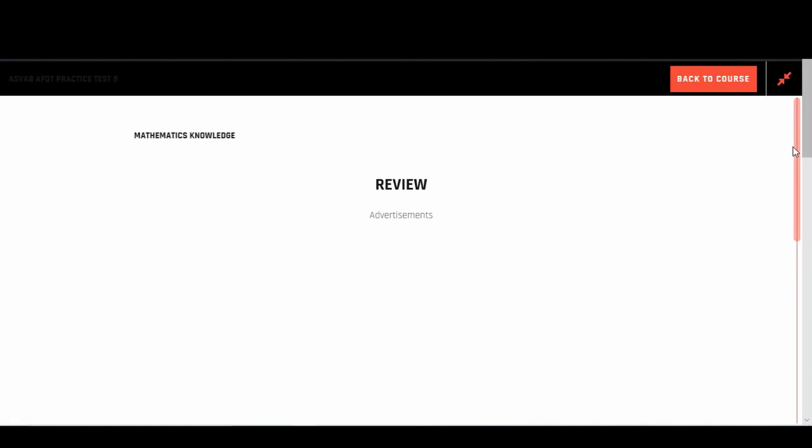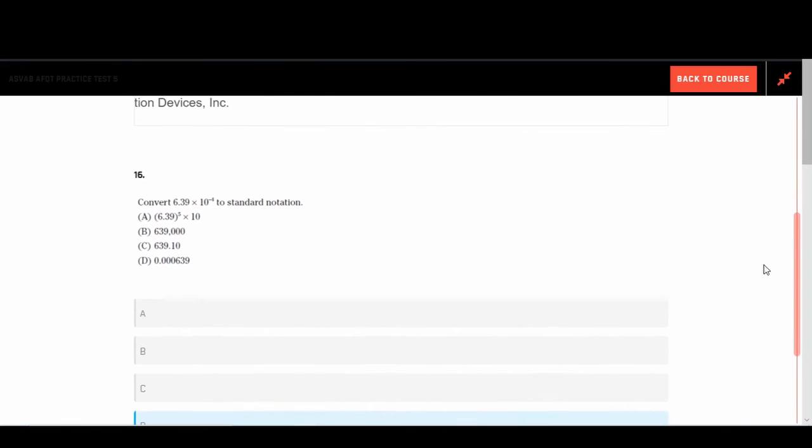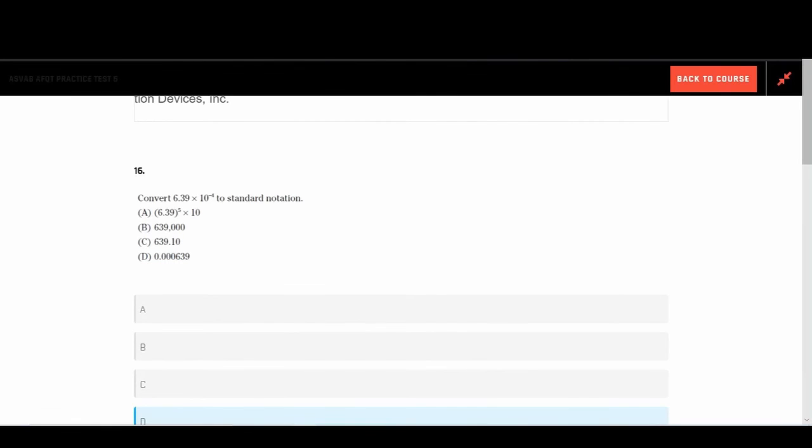Eventually, I'm going to release a formula sheet that basically says what topics you need to know how to deal with. But for now, most of my practice tests include all the topics you'll need to know how to deal with. 16 says convert this to standard notation.